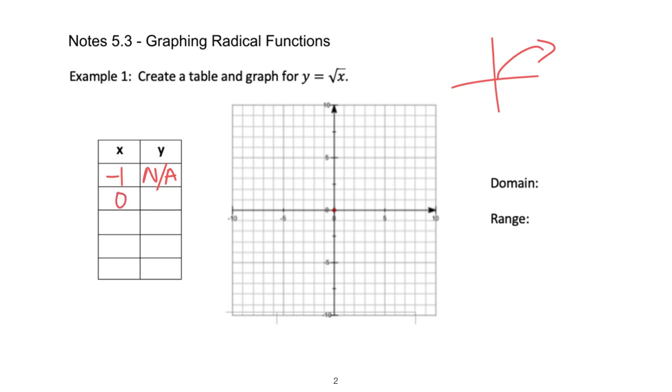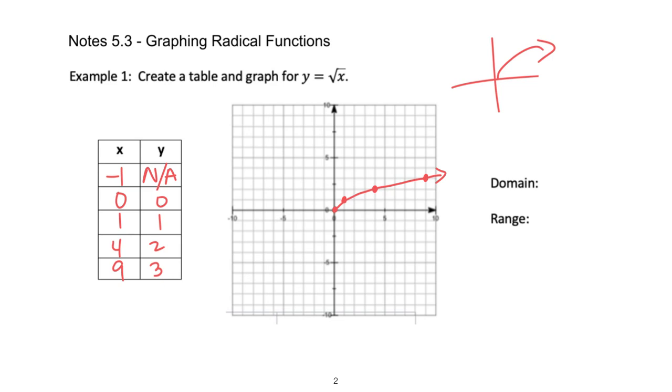So at 0, we had a point of 0. At 1, we had the point 1. We had the point 4, 2, and 9, 3. And then after that, we kind of run out of room on our graph. So let's stop there. So plot those points: 0, 0, 1, 1, 4, 2, 9, 3. So it looks like this lovely graph. Graph it out for us. It should look like that.